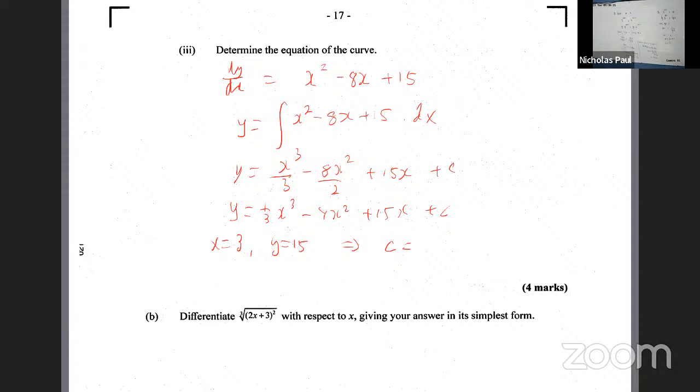Right, I got 3. Yeah, nice. So y is equal to 1/3 x cubed minus 4x squared plus 15x plus 3.